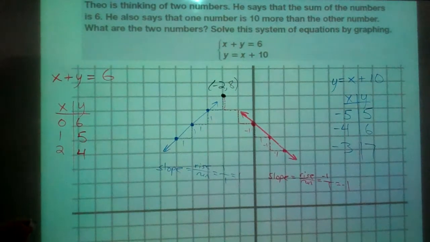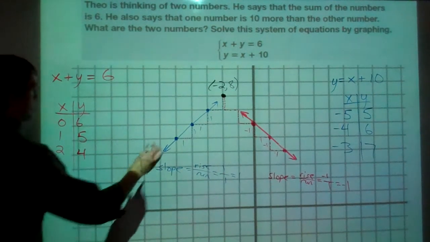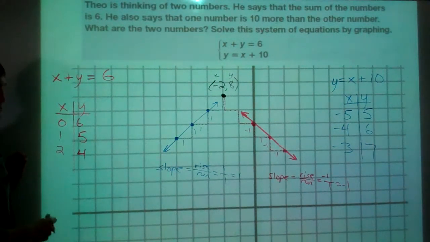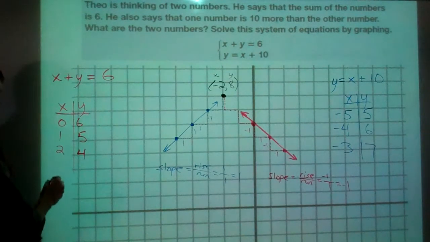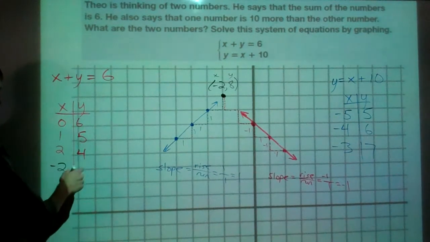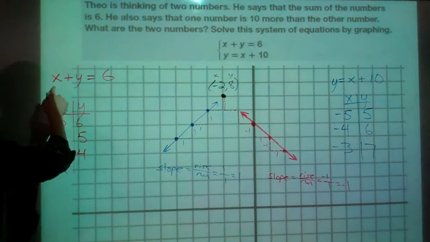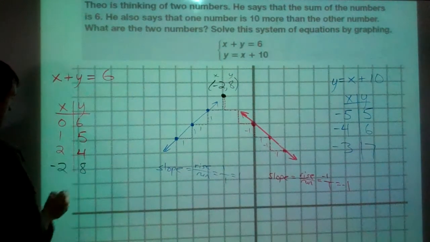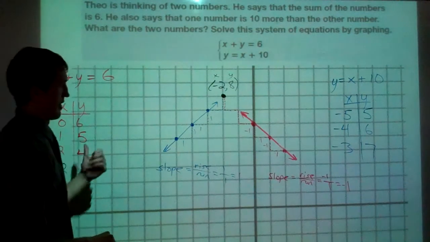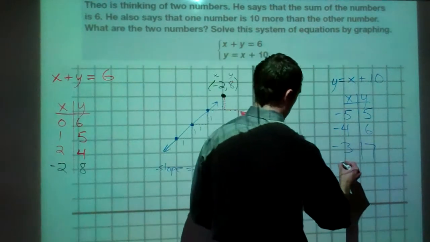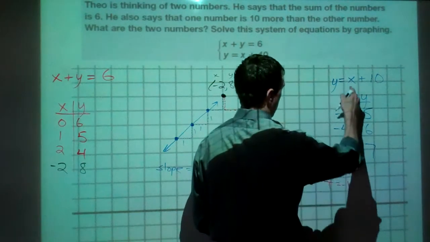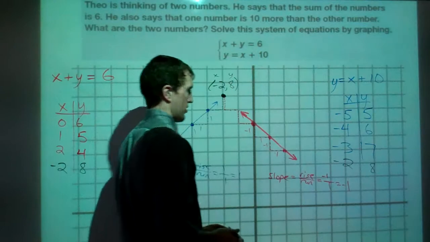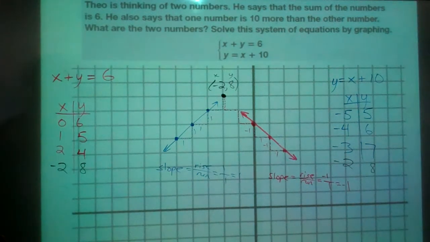It should work for both equations. So this is our x, this is our y. Always x comes first, y is second. If I put -2 in here, I should get 8 here. So -2 plus 8 equals 6. So there's a solution. It works there. If I put -2 in over here, -2 plus 10 is 8. So there we go. That should be our solution.